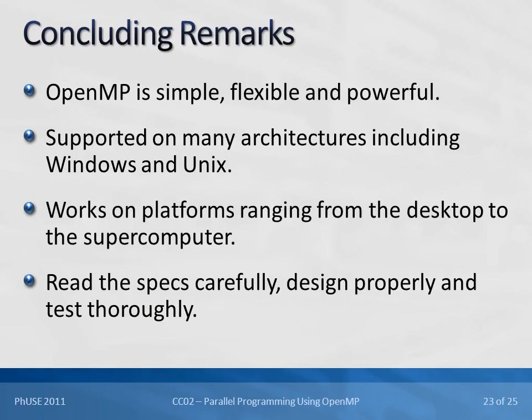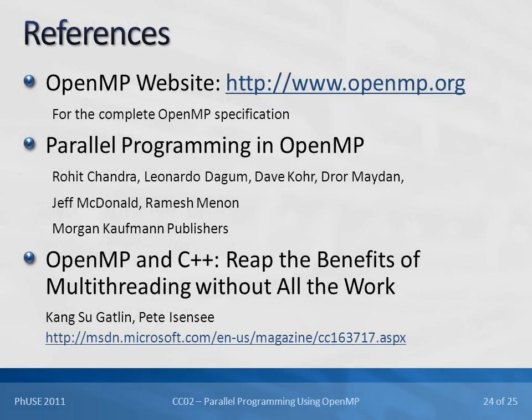Some references. The first one is the OpenMP website. You can download the latest specifications from this website. The second is a book. It gives you a comprehensive reference to OpenMP. The examples are in Fortran, but even C++ programmers could use that. The last one is an article from the MSDN website, and it's a very good introduction to OpenMP for beginners.